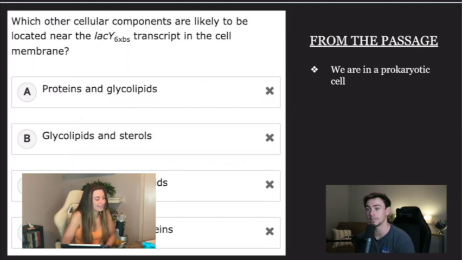So B, glycolipids and sterols are both only in eukaryotes, so no. C, sterols and phospholipids. Sterols are definitely only in eukaryotes, so I'll say maybe not. And then D says phospholipids and proteins. So yeah, those are both components of the plasma membrane. I really thought this was going to be going for peptidoglycan. Otherwise, I would not have volunteered for it. But I would go with D as the correct answer.